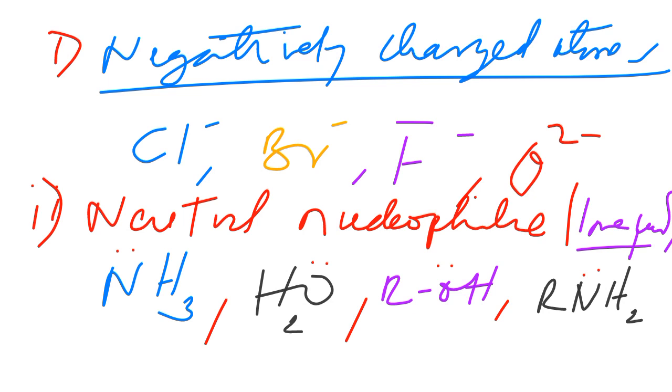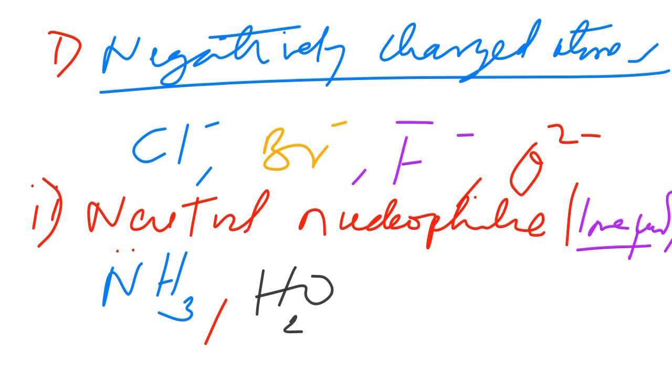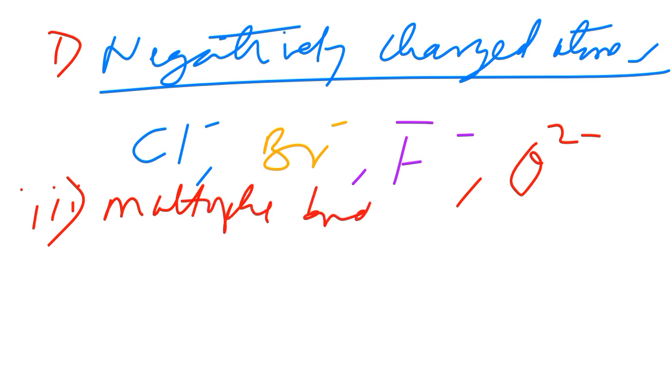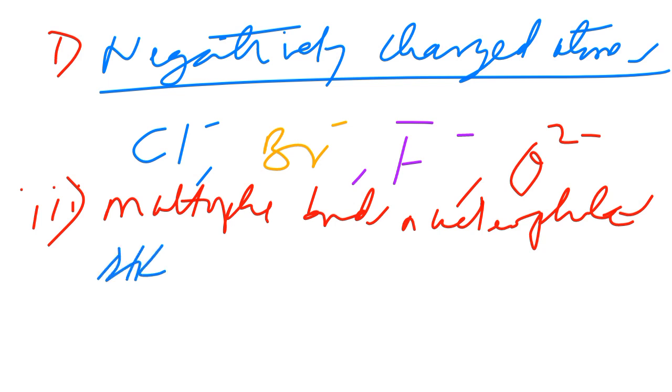And the third category is those with multiple bonds. Multiple bond nucleophiles. And for these multiple bond nucleophiles, we look at alkenes, and arenes.